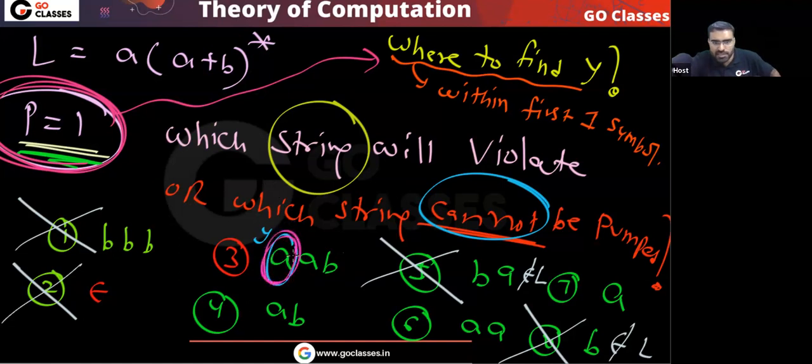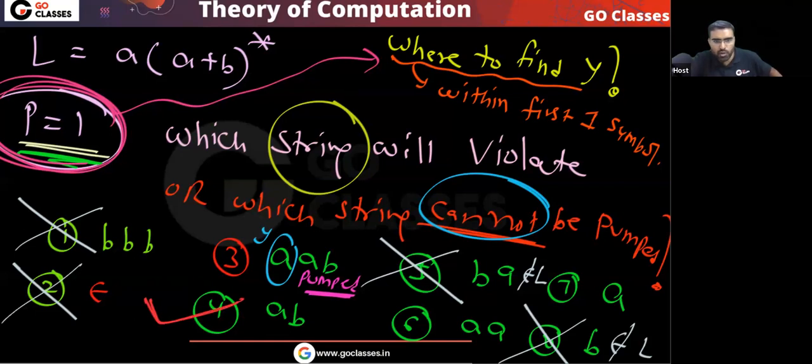If I repeat this any number of times, the resulting string will belong to L, right? If I repeat this 0 number of times, the resulting string will be AB, and that belongs to L. So I can say this is pumpable. See, this is pumped. Yes or no? This option is pumped. What about this one? See, this cannot be pumped. This is your answer.